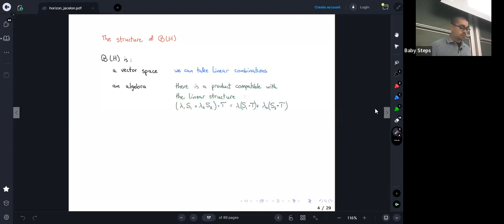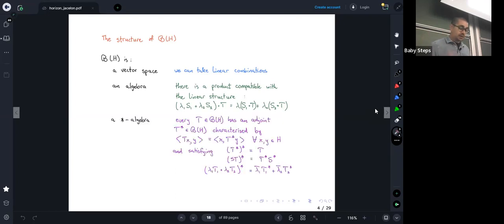It is also an algebra. In addition to this linear structure, we have a product structure. The product is just composition of linear operators. We can multiply two linear operators in a sensible way, it's associative, et cetera. It's also unital: there's an identity linear operator, just the do nothing operator. And the linear structure is compatible with this product in this way. So multiplication distributes over a linear combination. So it's a vector space, it's an algebra.